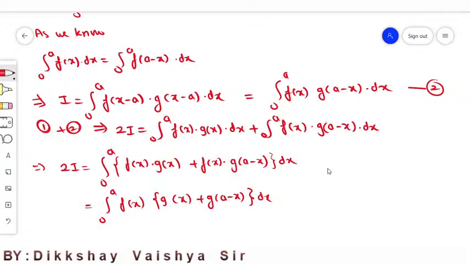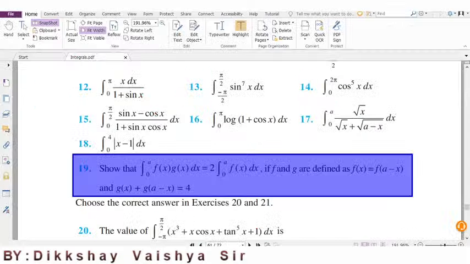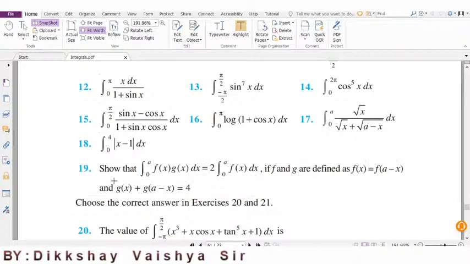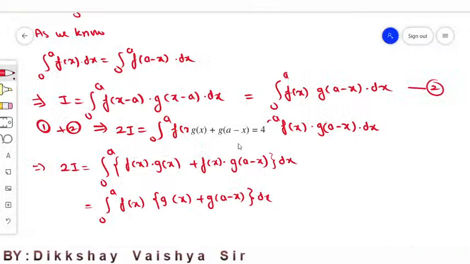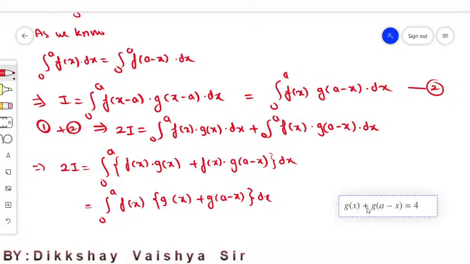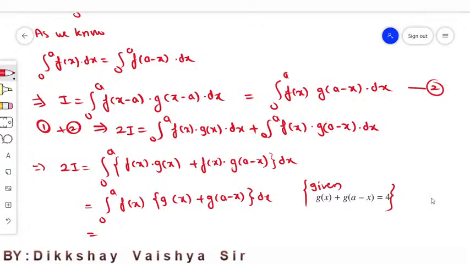Now what is given in the question? Check that g of x plus g of a minus x equals 4 is given. I will take this as it is. Given, this part is given. Okay, so what will be the next step? Integral 0 to a f of x into 4 dx, right?